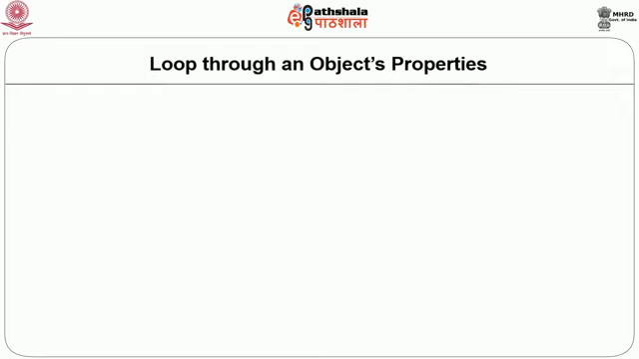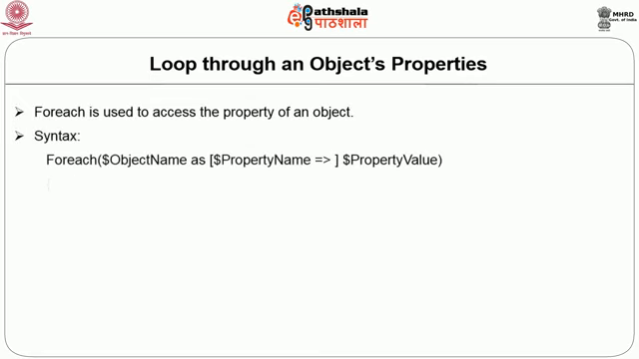So you have created a class and there are objects and you want to print all the object's values. You can use the foreach loop, which is used to access the properties of an object. The general syntax is foreach, then in parentheses you write the object name as, optionally key, the arrow operator, which is the assignment operator and greater than symbol combined without space, this is optional, and property value, and then you can write the statement.